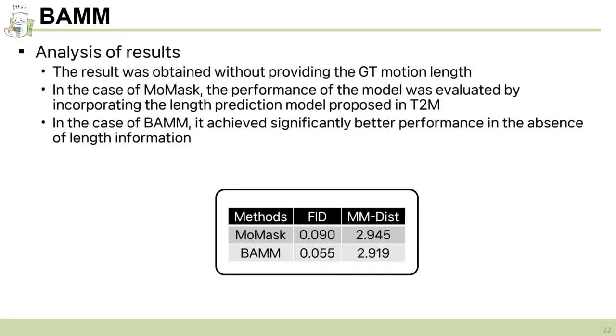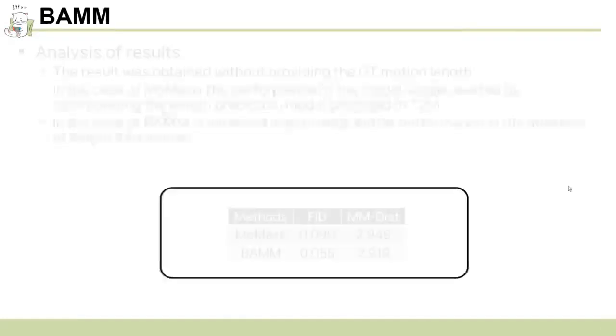BAMM achieves better performance in FID and MMDist. Importantly, this performance is achieved without using ground truth motion length information, which BMask relies on heavily. This demonstrates BAMM's ability to generate well in real-world applications where such information may be unavailable.